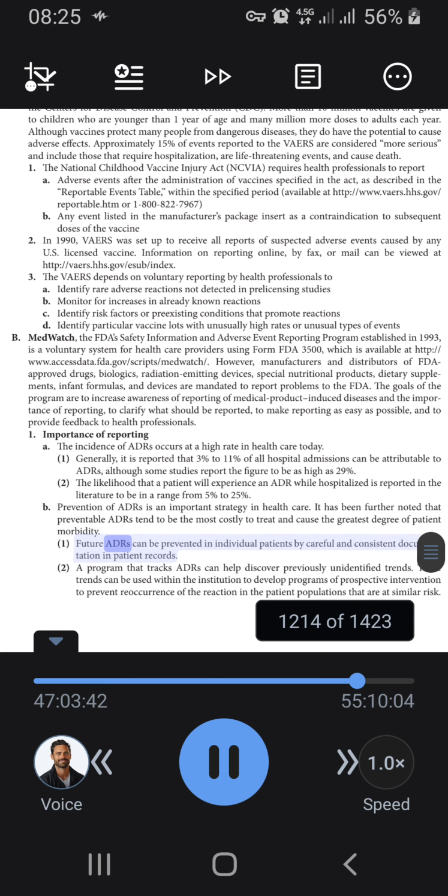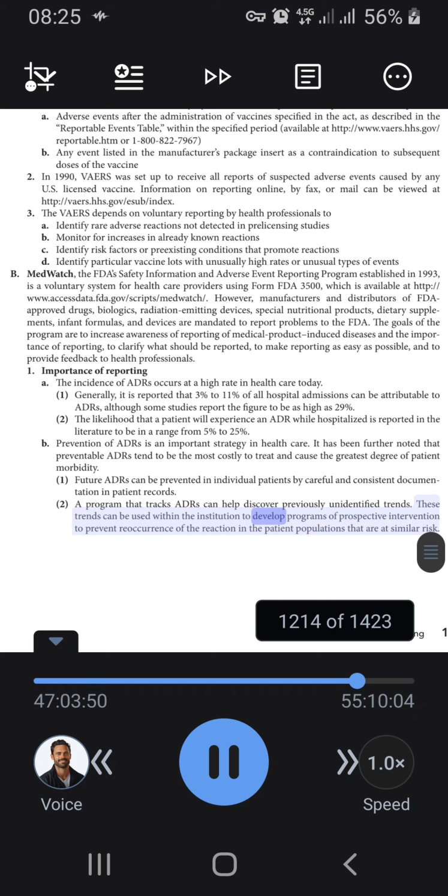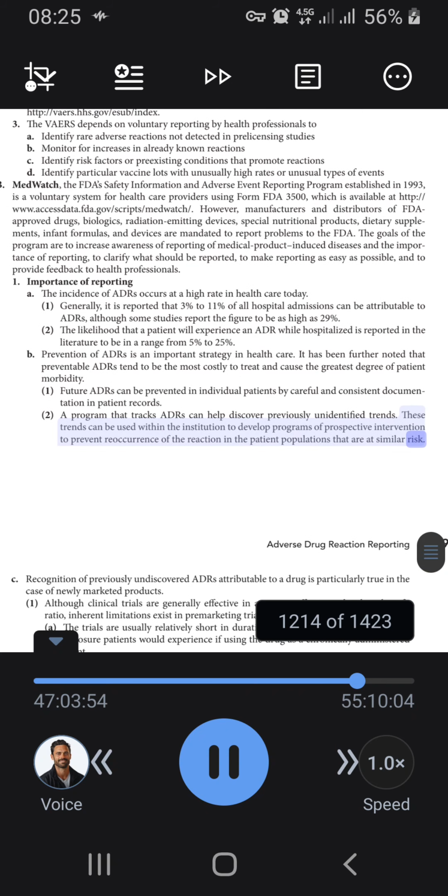1. Future ADRs can be prevented in individual patients by careful and consistent documentation in patient records. 2. A program that tracks ADRs can help discover previously unidentified trends. These trends can be used within the institution to develop programs of prospective intervention to prevent reoccurrence of the reaction in the patient populations that are at similar risk.